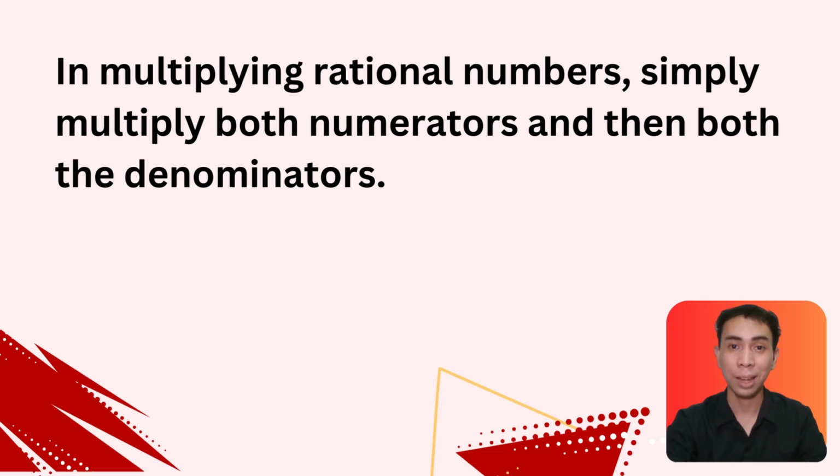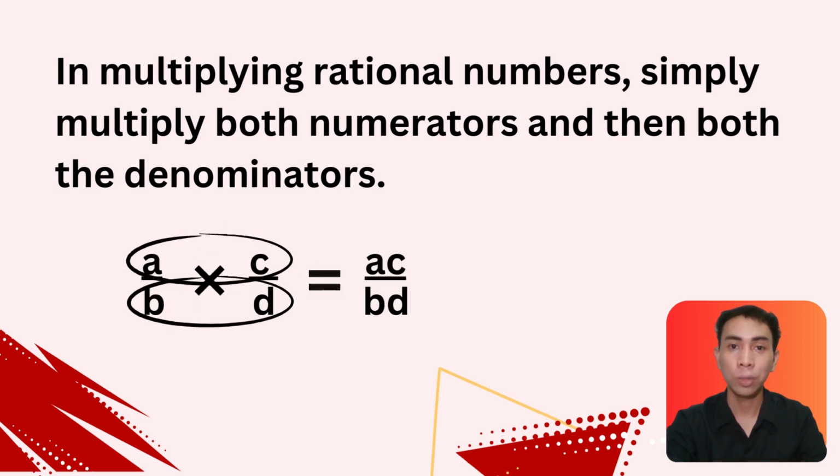In multiplying rational numbers, we simply multiply both the numerators and the denominators. That is, a over b times c over d is equal to ac over bd, where bd is not equal to 0.